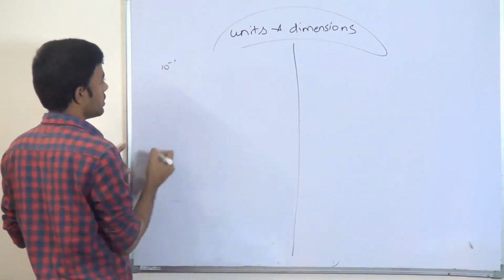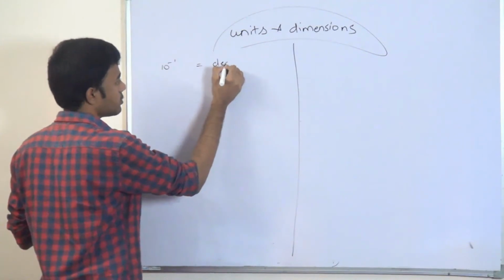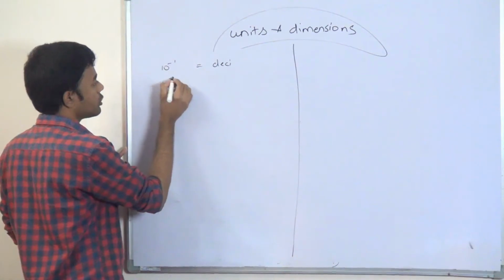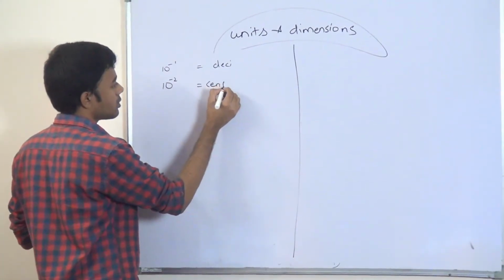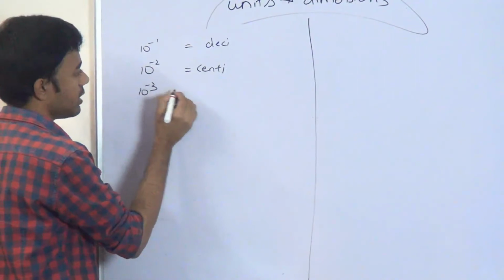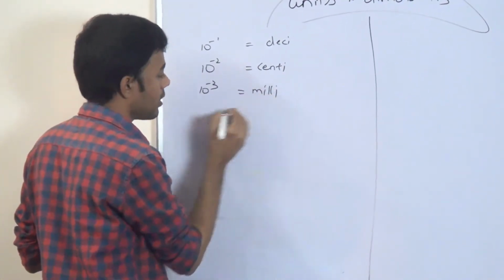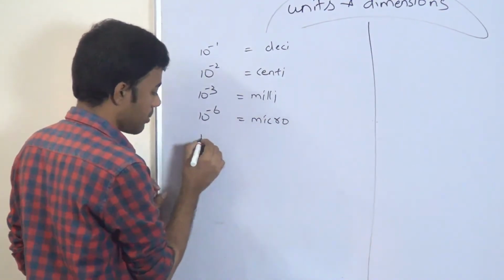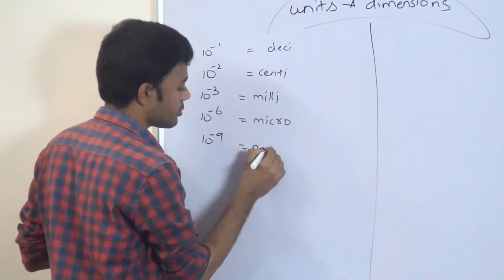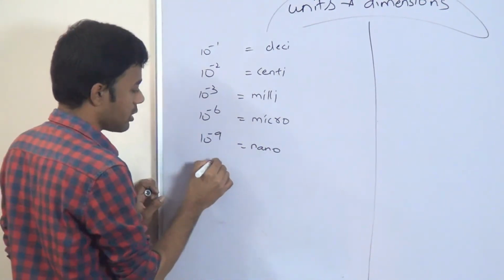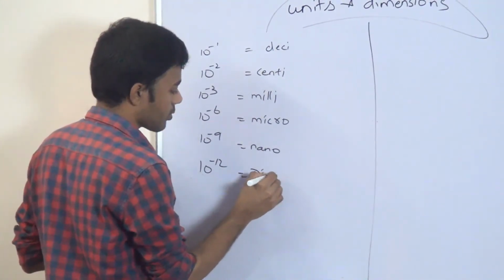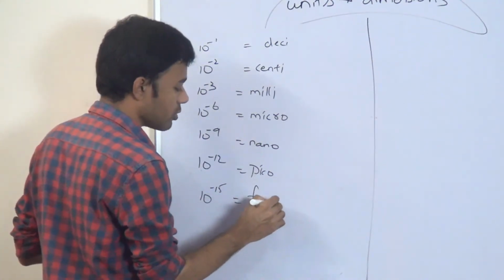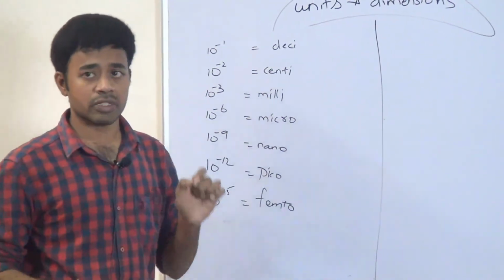We have 10 power minus 1, which is deci, and 10 power minus 2 it is centi, 10 power minus 3 it is milli, 10 power minus 6 it is micro, 10 power minus 9 it is nano, 10 power minus 12 it is pico, 10 power minus 15 it is femto. This is the prefix you have to add in front of the physical quantity.